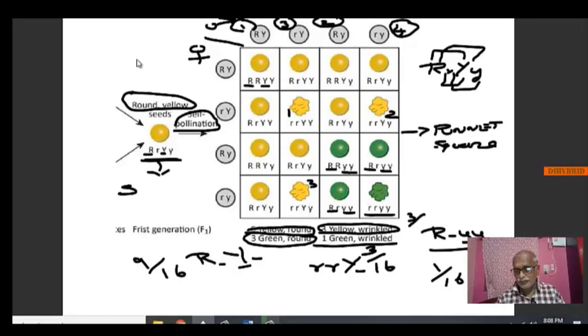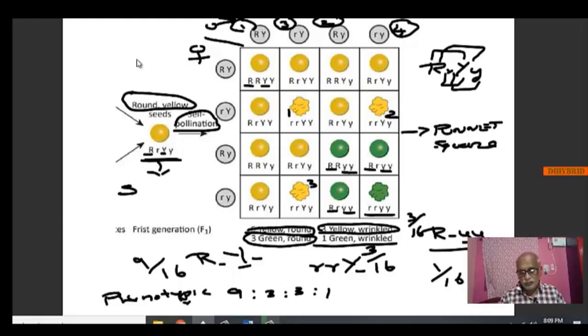So the phenotypic ratio of a dihybrid cross is 9:3:3:1. That is, 9 will be round yellow, 1 will be wrinkled green, and we have 2 new combinations: 3 round green and 3 wrinkled yellow. So this is a new combination we have. So this is what the dihybrid cross is.